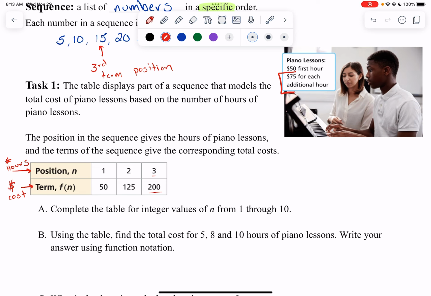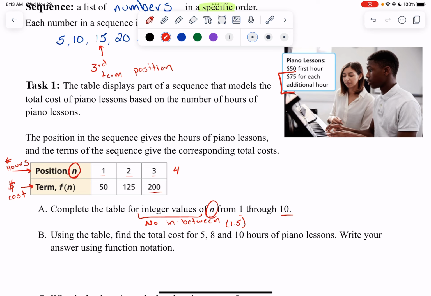So we want to complete this table for integer values of n from 1 through 10. So, okay, integer values of n. So here's my n. We have it for integer values of 1, 2, 3. So now we need to finish it. For 4, we want to go all the way up to 10. And what we mean by integer values is we're not doing any in-between numbers, like 1.5. We're just doing the integers where our notches would be on a number line.